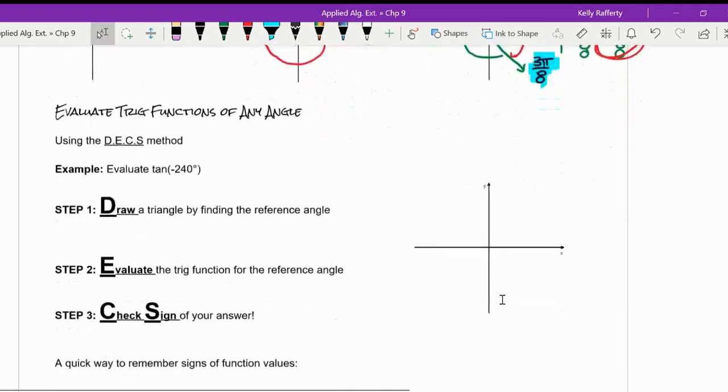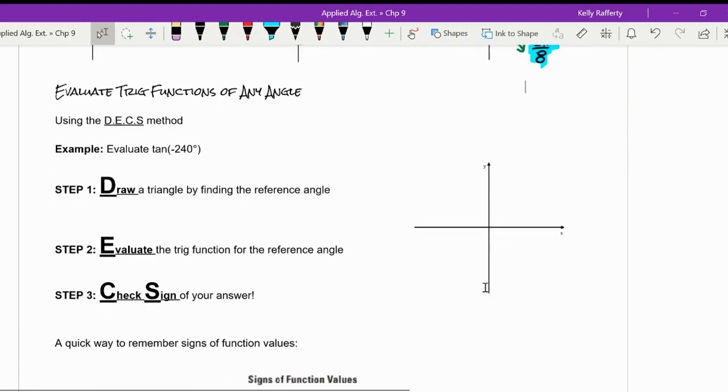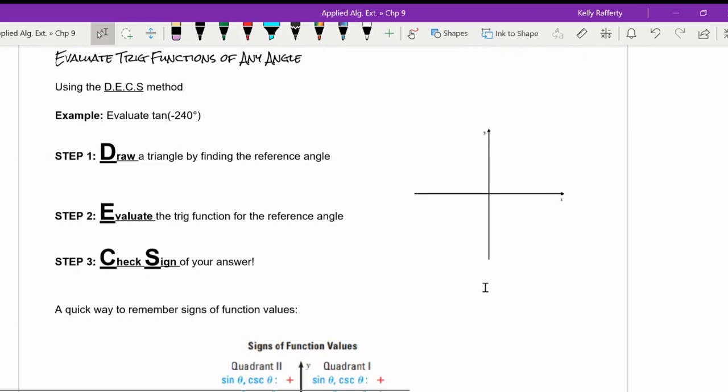All right, so I'm going to go through this method, and then I'll kind of end this video and do another one for a couple examples here. But to find the value of a trig function, sine, cosine, tangent of any angle, we have a couple steps we're going to go through, and I call this DECS or DES, however you want to remember it, D-E-C-S. So the first thing I like to do, similar to what we did up top, is actually draw your angle, or in this case, our triangle.